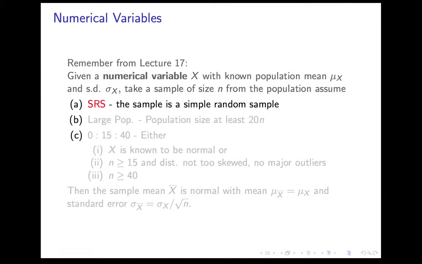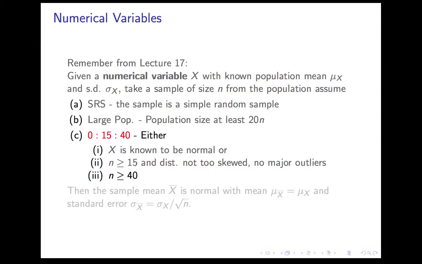We had to make some assumptions. We assumed that the samples were all simple random samples. We assumed that the population was at least 20 times the sample size, so we could treat the different elements in the sample as independent, and we assumed the 0, 15, 40 rule. Remember, that means that either x was known to be normal, or the sample size was at least 15 and the distribution of the variable x was not too skewed, no major outliers, or, the simplest one, the sample size was more than 40.